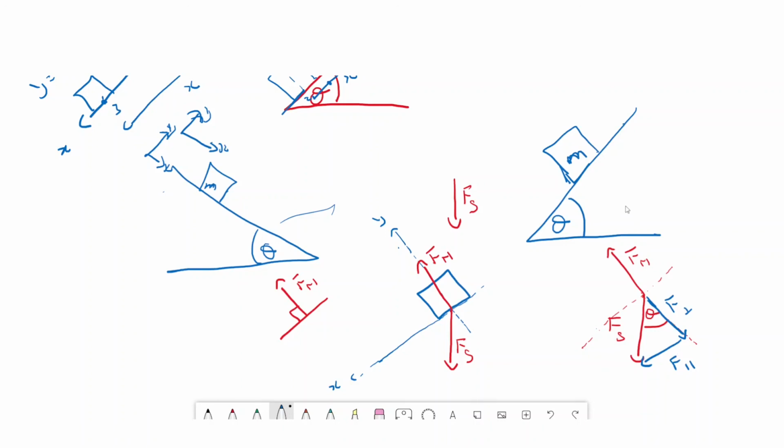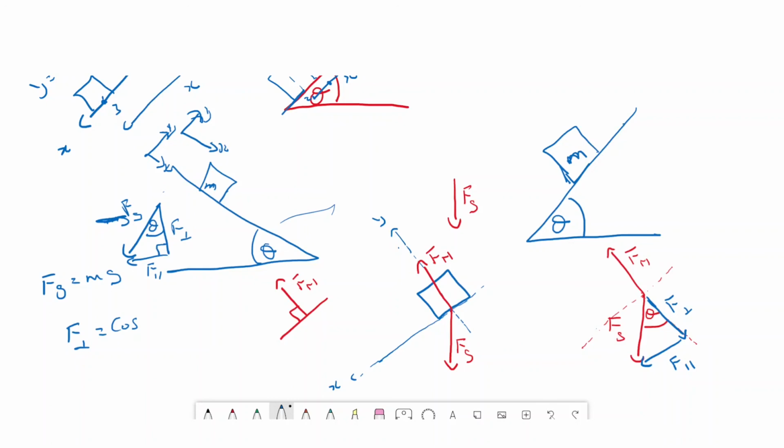Okay. Now we know that Fg is going to be equal to mg. So if I have a vector like that, and this vector is mg, that's Fg, and then I have theta here, and then I have F perpendicular here, and F parallel here, and this is 90 degrees. So what is my F perpendicular? Okay, if I want F perpendicular, it is going to be given by cos.